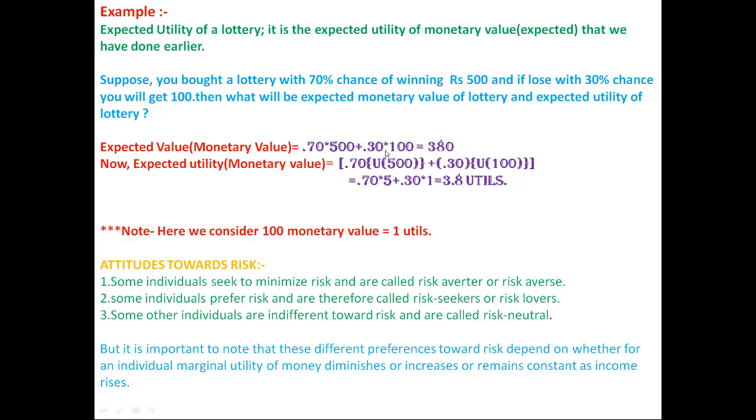But if we take it in utility terms, what will we get? Probability into 5000. Here we consider that 100 monetary value equals 1 util. So obviously 5000 means 50 utils that we multiply here, plus 0.30, this is the probability of getting 100, into 1. That is the average utility, the expected utility, which is 3.8.